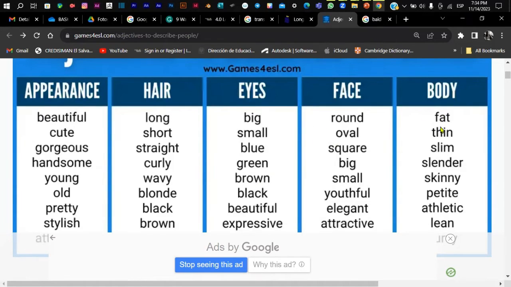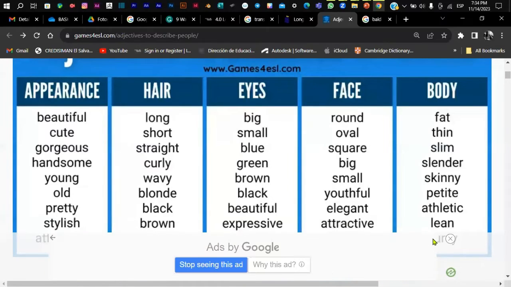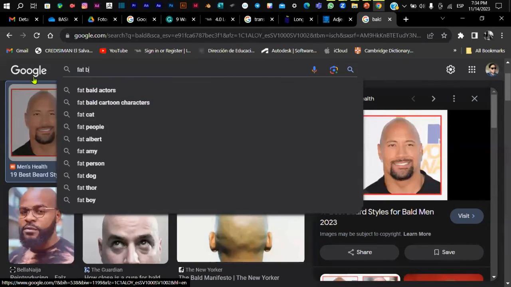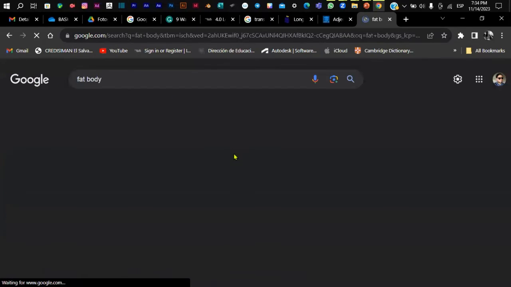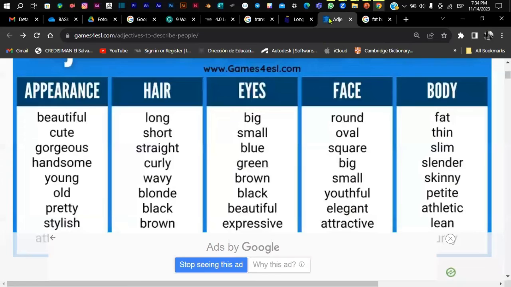Now talking about body. Description about the body. You can use adjectives. Fat. Don't use it. Don't use fat. But it is an adjective. Sí es adjective, but avoid using it. Eviten usarlo. Is not bueno. What is fat? Gordo. Fat body. Yes, avoid it.